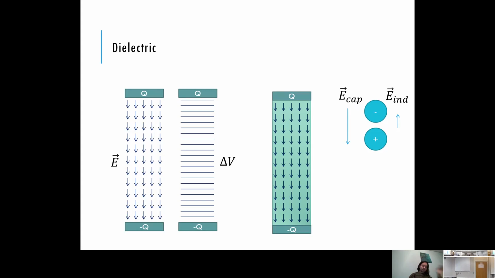If I think about that separate charges, because of the electric field due to the capacitor, I have now generated an induced electric field due to the polarization of the atoms. Right? Electric fields point from positive to negative. So because I have separated the electrons and the protons, I have an induced electric field inside my material pointing up.